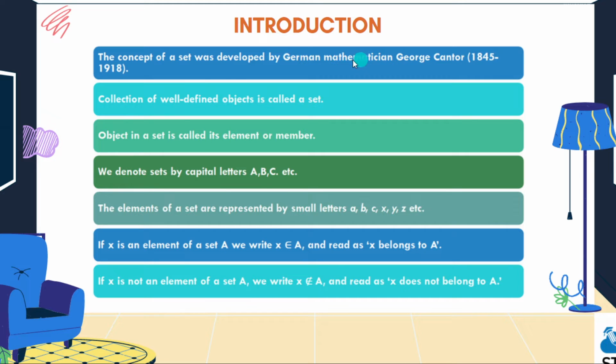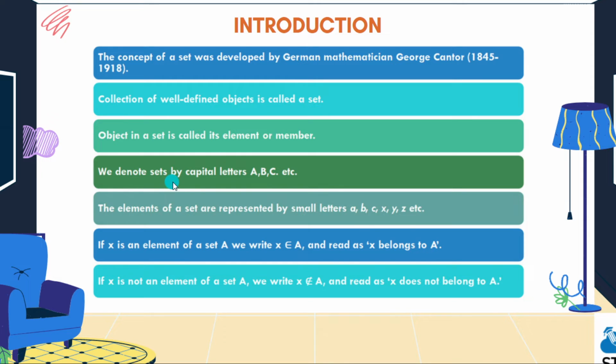So what is a set? A collection of well defined objects is called a set. Now here, when you keep certain objects together in a collection, that is known as a set. An object in a set is called its element or member. So what are objects here? Now there will be certain sets, for example a set of students. Those students are the part of that particular set, meaning elements or members of that set.